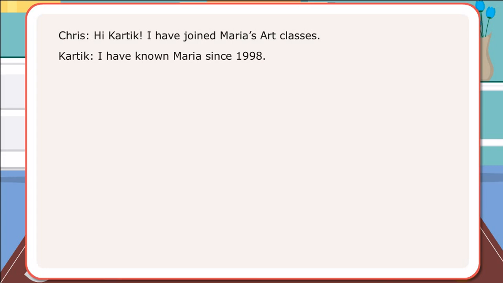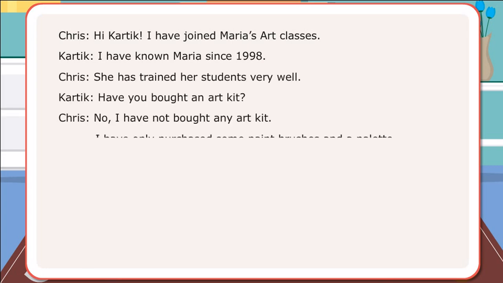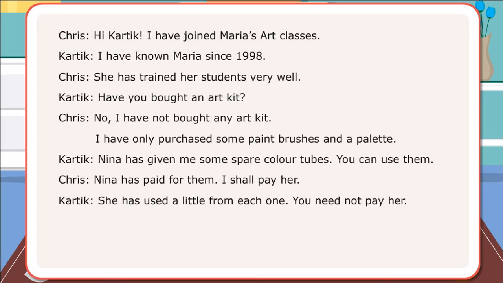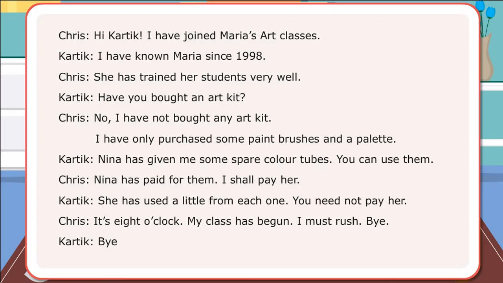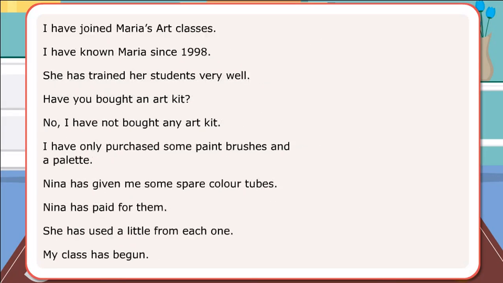In the conversation, Chris and Karthik have used verbs which convey actions that happened in the indefinite past, actions that happened in the indefinite past but continue till the present time, and actions that have just completed. Here are examples of verbs showing present perfect tense in the conversation.